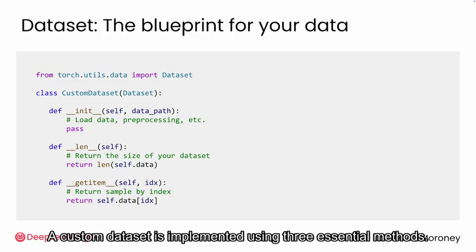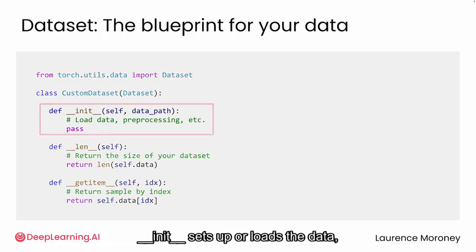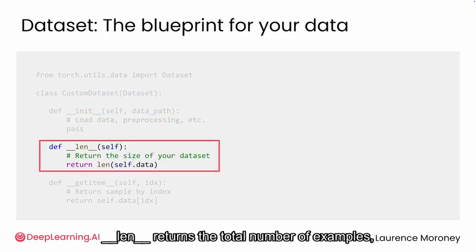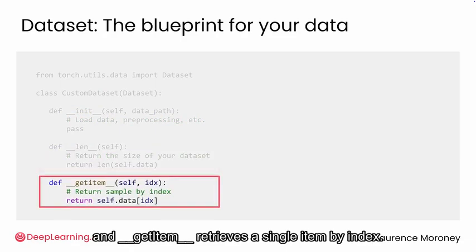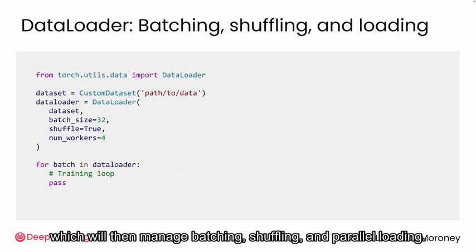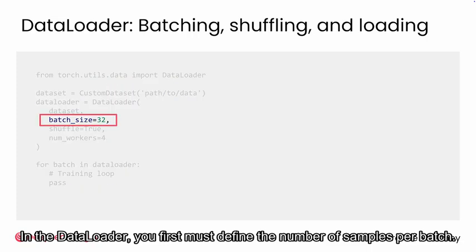A custom dataset is implemented using 3 essential methods. Init sets up or loads the data, len returns the total number of examples, and getItem retrieves a single item by index. Once defined, you can pass this dataset to a data loader, which will then manage batching, shuffling, and parallel loading. In the data loader, you first must define the number of samples per batch.